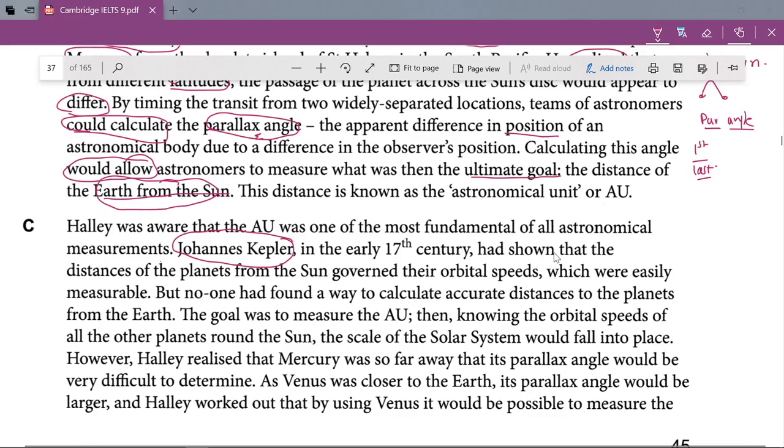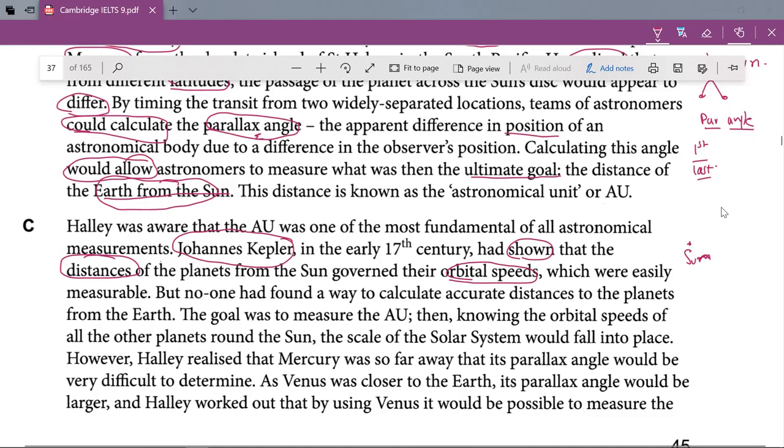Here he is. Halley was aware of this, one of the most fundamental things. John Kepler in the 17th century had shown what? That the distance of planets from Sun governs their orbital speed. So distance determines the speed. There are two things here. Distances of planets from the Sun govern their speed, which were easily measurable, but no one had found a way to calculate accurate distance.